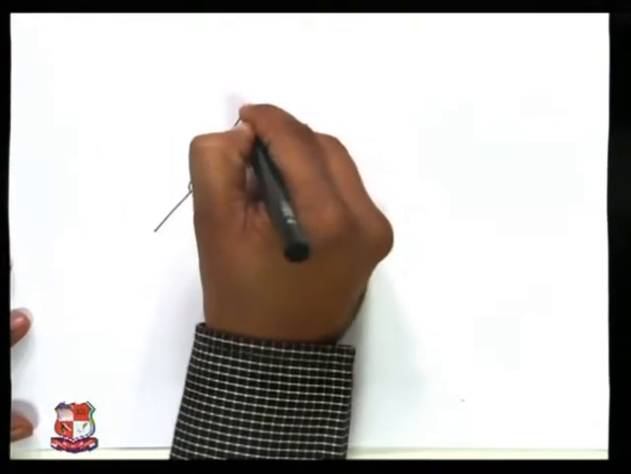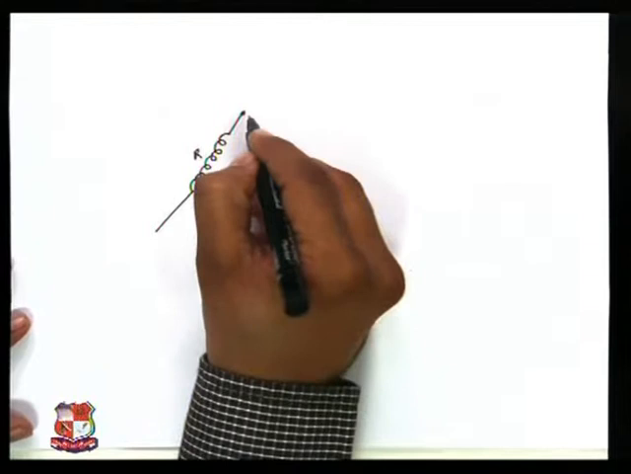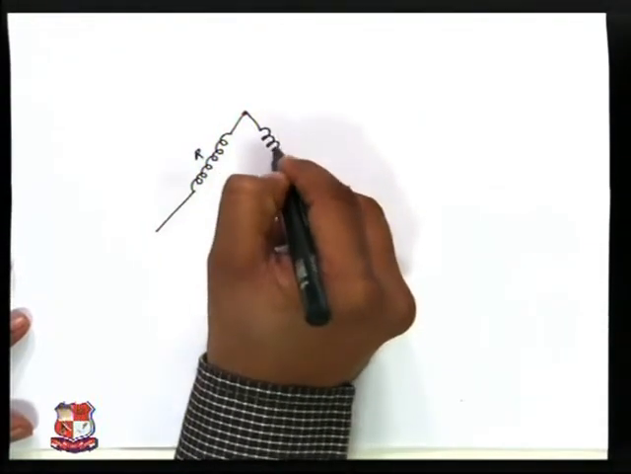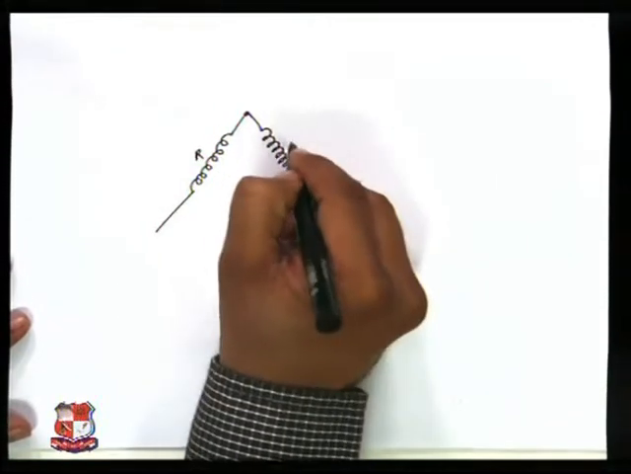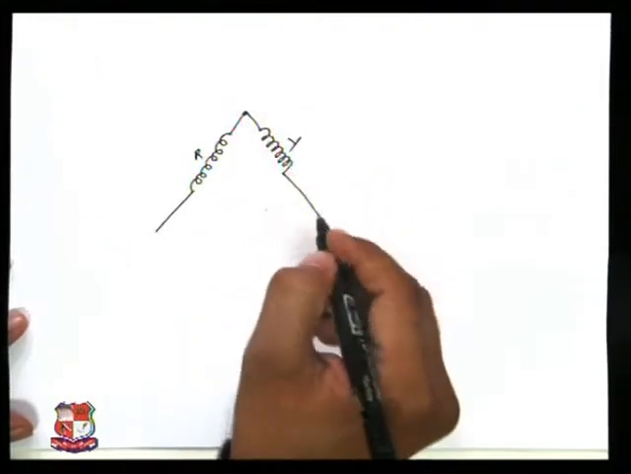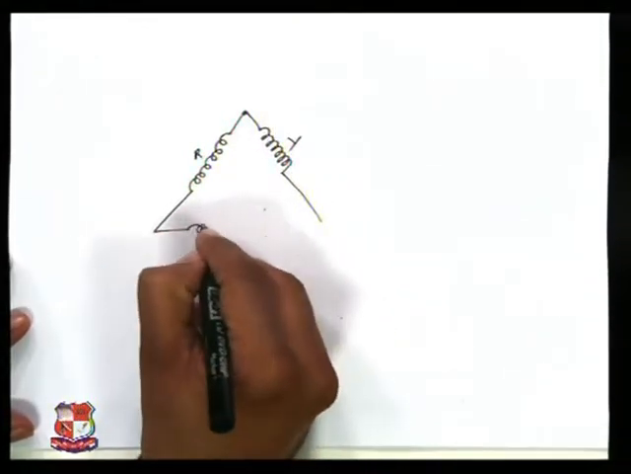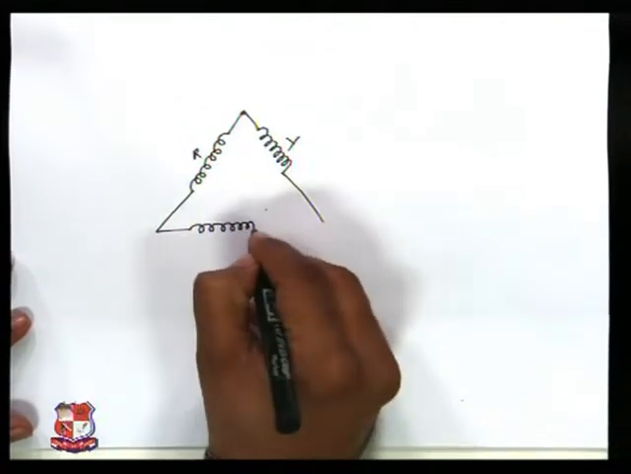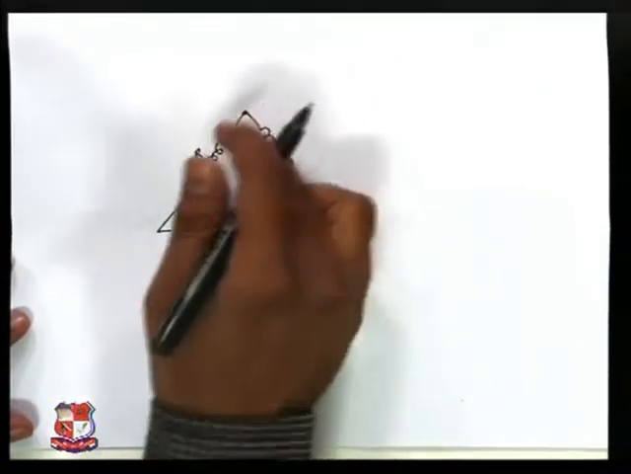In the R phase, the starting of each winding is connected with the starting of another winding. So this looks like a delta.